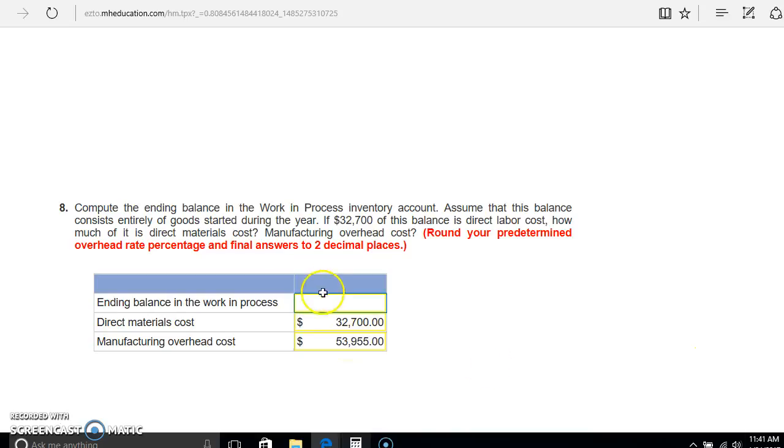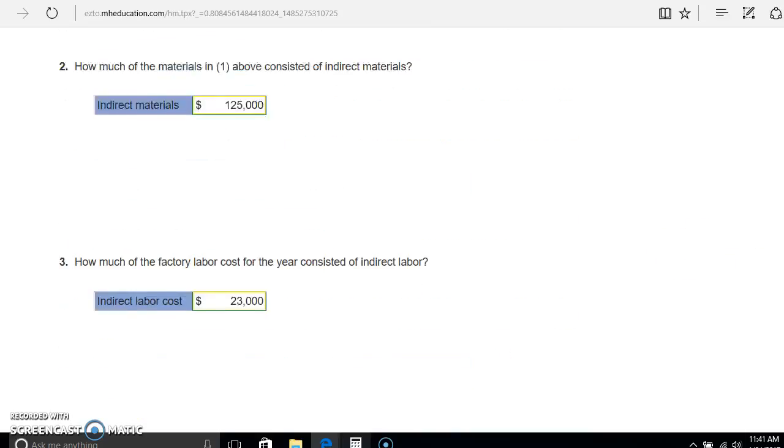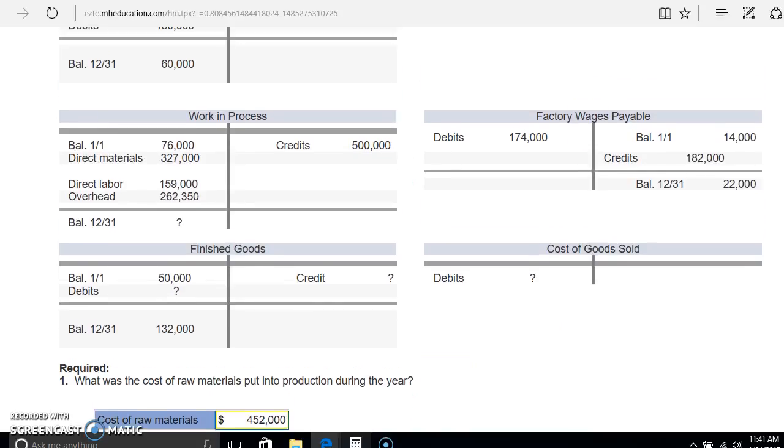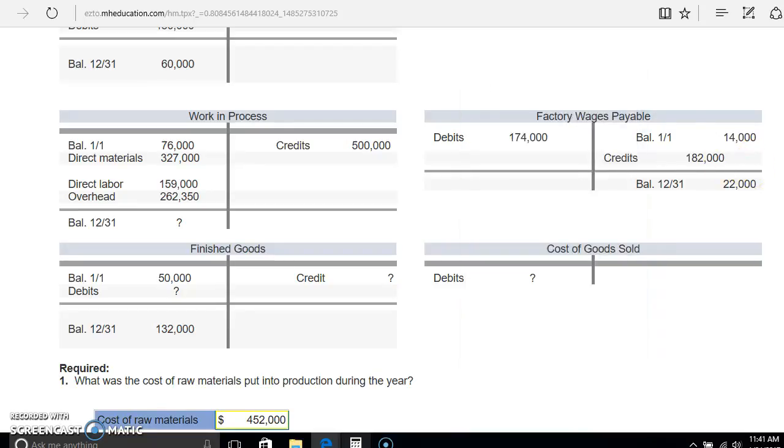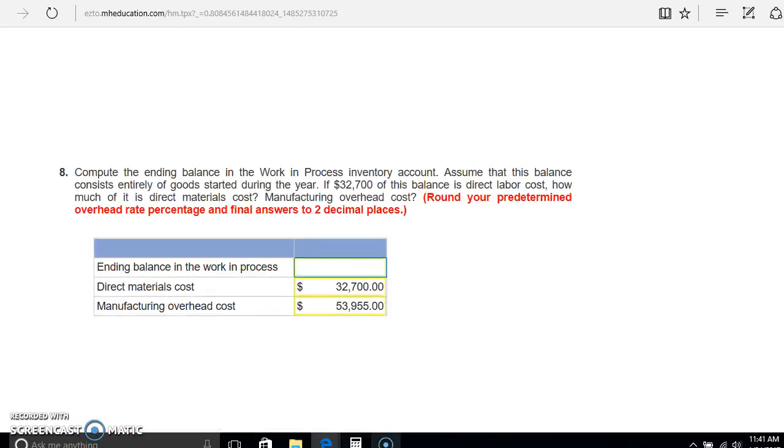And then we need to get our ending balance in the work in process. So let's go back up to our T accounts. Work in process, the ending balance. We are going to add all the debit side together and subtract the credits. So 76,000 plus 327,000 plus 159 plus 262,350 minus 500,000. So 324,350. Yeah, I don't remember what that was. 324,350. Okay.